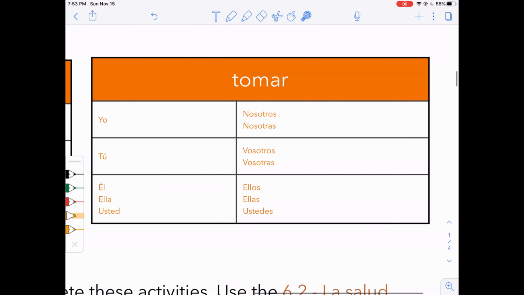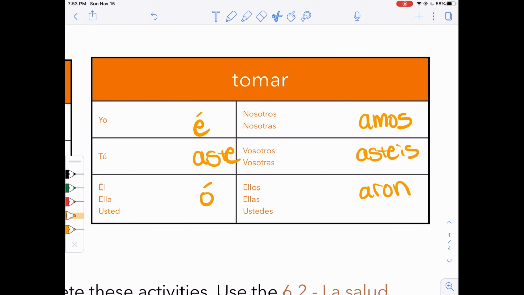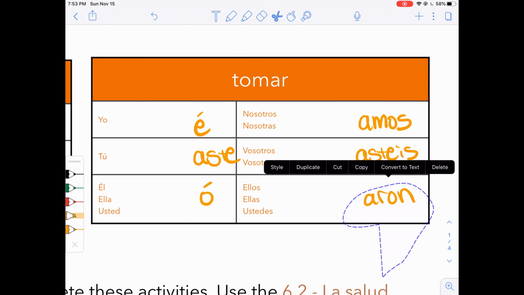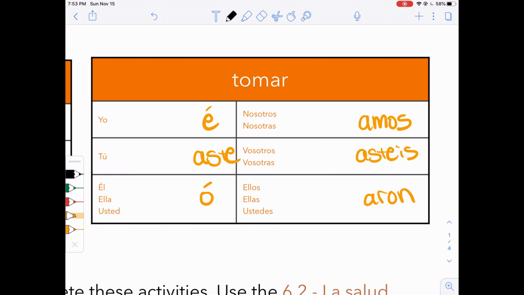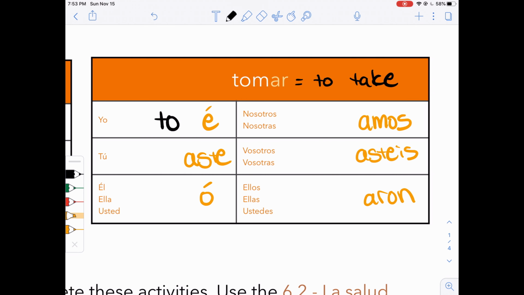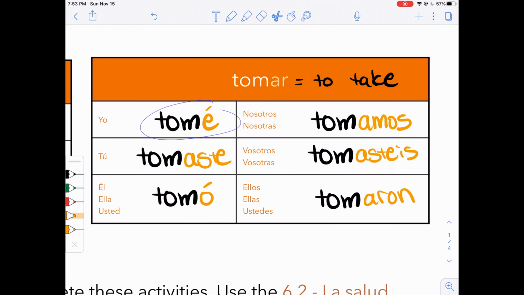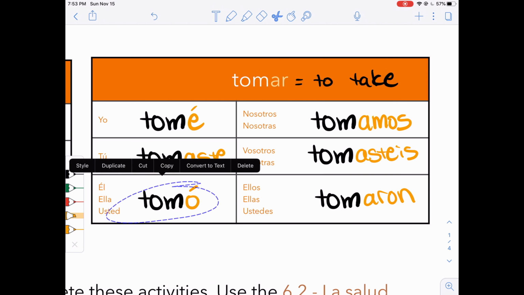And then finally we have tomar. Tomar means to take. Okay, so it's got my regular AR endings here. So if I wanted to say, oh man, this is irregular in English too. We wouldn't say taked. I would say I took. We drop this AR ending, and then replace it with our é, aste, ó, amos, asteis, aron. So we have tomé, tomaste, tomó, tomamos, tomasteis, y tomaron.